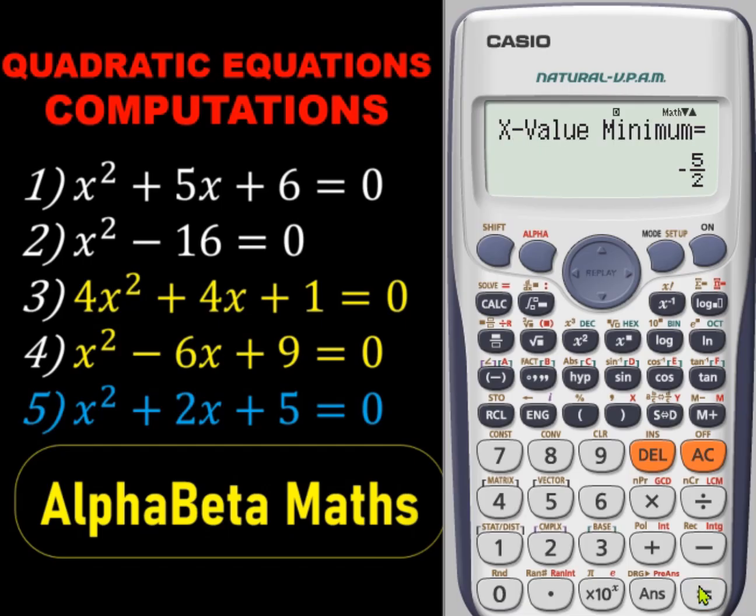Now, this calculator calculates the x value minimum, that is the minimum value for x and also the minimum value for y. But the concentration is on finding the values of x, so don't worry about this part. Now, let's look at the second question.